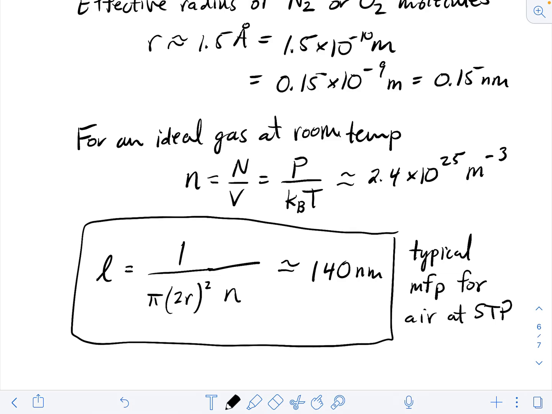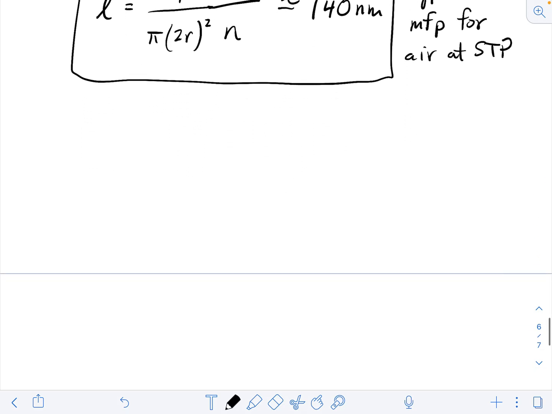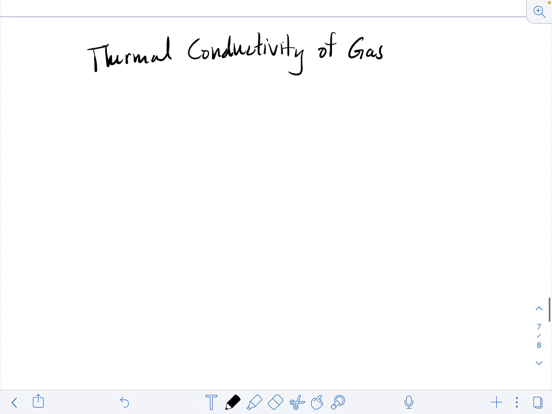Okay, this mean free path is going to be a useful quantity for us when we start to think about the conduction of heat by gases. And so we're going to try to calculate the thermal conductivity of a gas. And so the way we're going to do this is we're going to think of two boxes.